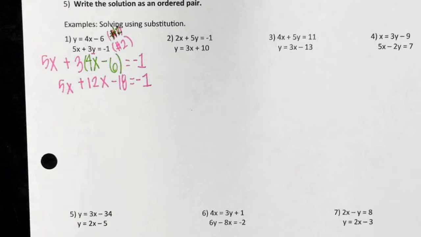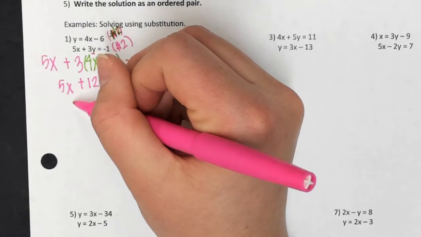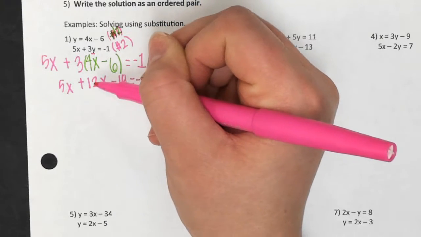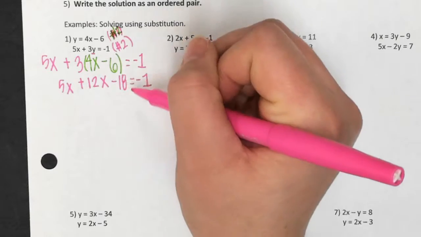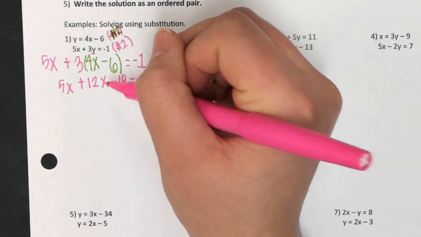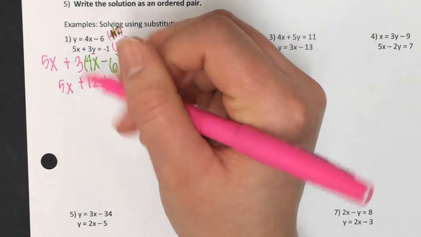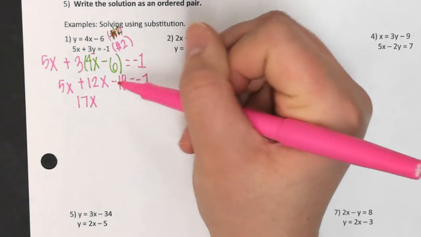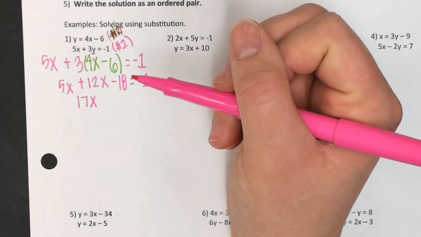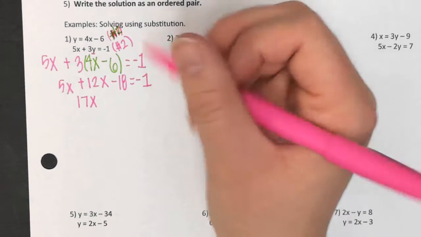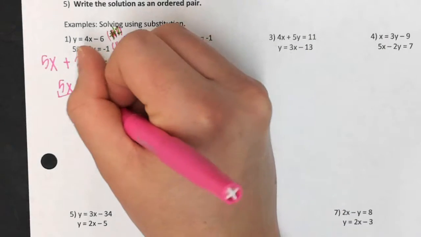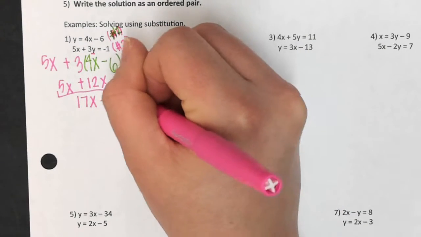Good. Remember, you do have to combine like terms. I'm not going to change these signs because I'm not crossing the equal sign yet. I'm just combining on the same side of the equal sign. So 12x plus 5x is 17x. Can I combine 17x and negative 18? Why not? They don't have the same variable. So I combined these two. Now let's bring down everything else.